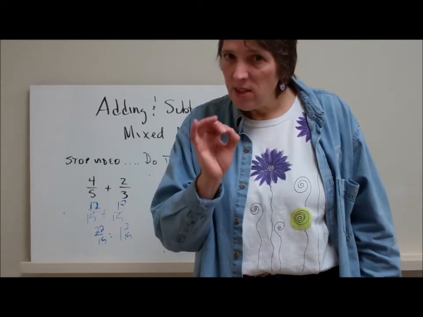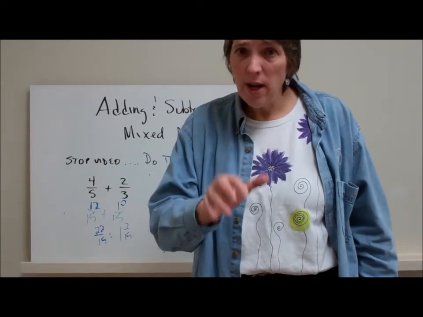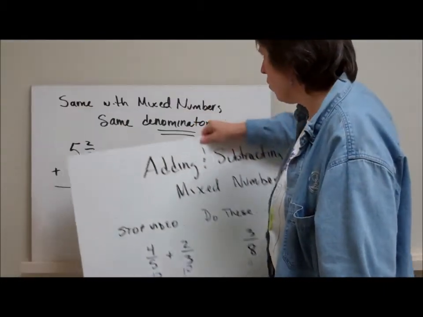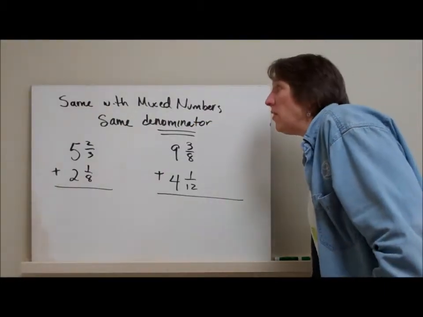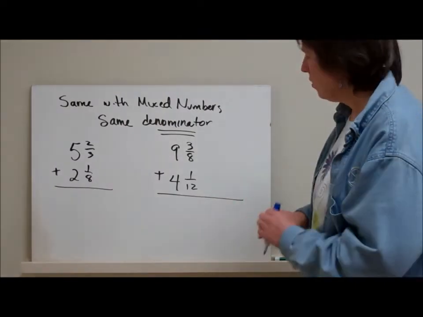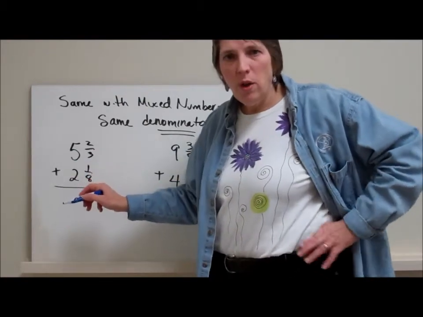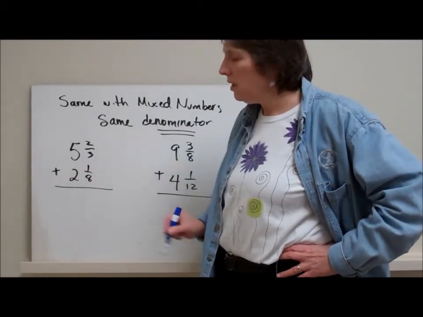Okay, so when we add and subtract mixed numbers, we have to have the same denominator. We have to have the same denominator when we're adding and subtracting fractions forever. Okay, so let's move on and get more into the depth. Same with mixed numbers. So let's do these two problems. We're not going to add the whole numbers, 5 and 2, until we get these fractions.